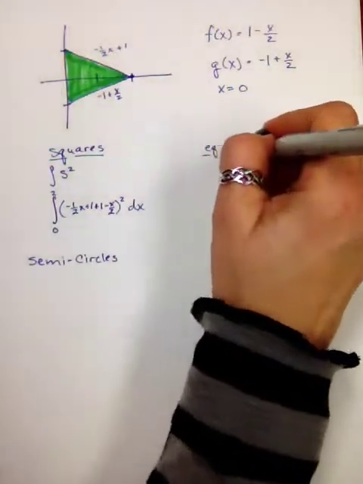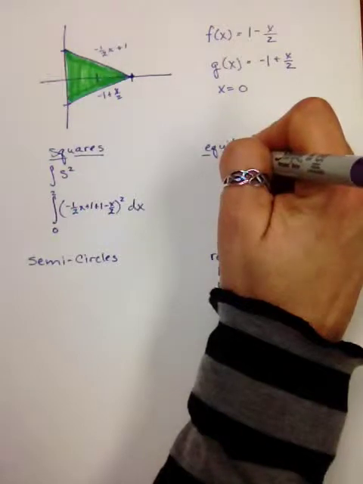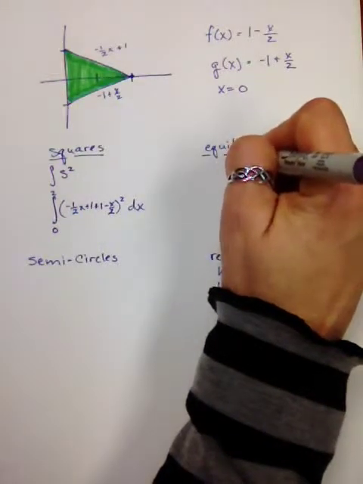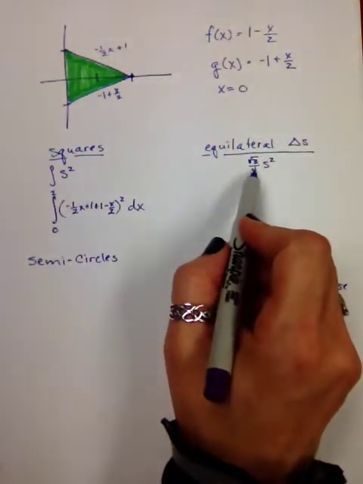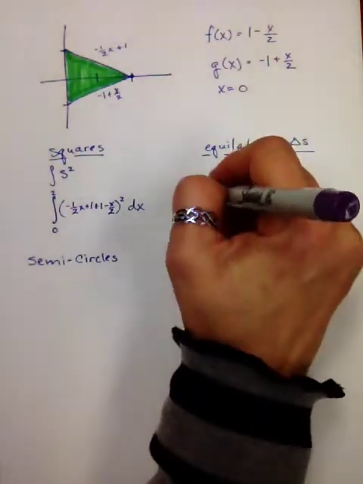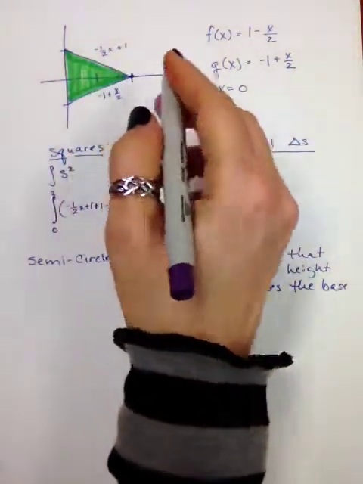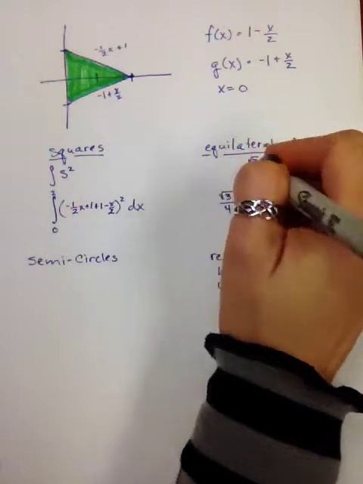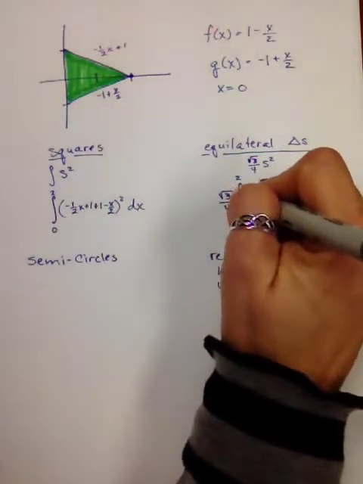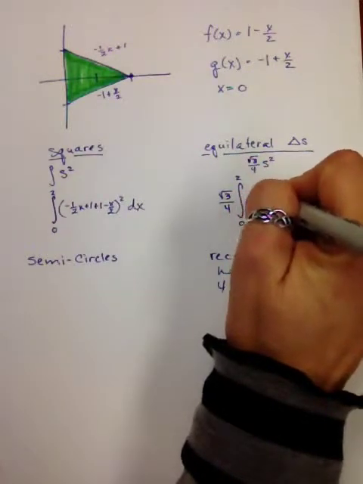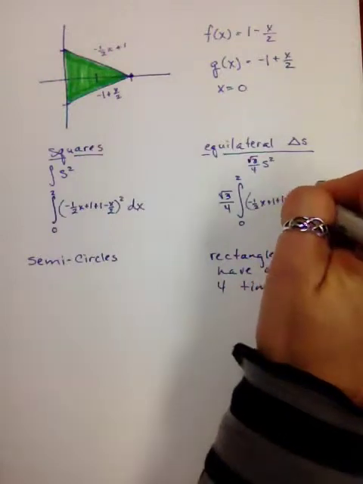If we were doing equilateral triangles, I know that the area formula for an equilateral triangle is square root of 3 divided by 4 s squared. And you'll usually see coefficients pulled outside of the integral. So the square root of 3 over 4 would be in the front. You're integrating from the same x values, 0 to 2. And your side length is the same. So it would be negative 1 half x plus 1 minus negative 1 plus x over 2, still squared with respect to x.